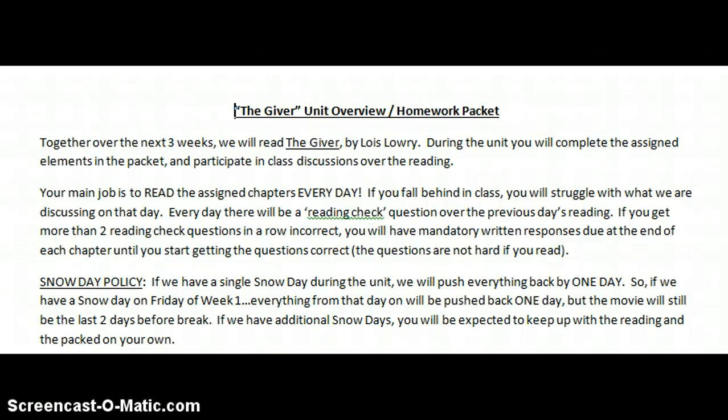Alright, so this video is just going to be a real quick overview of your packet for The Giver, just to make sure you understand how to do every single page. This is the top of your front page going over what you're expected to do, the snow day policy, which we haven't had any, so that's good.